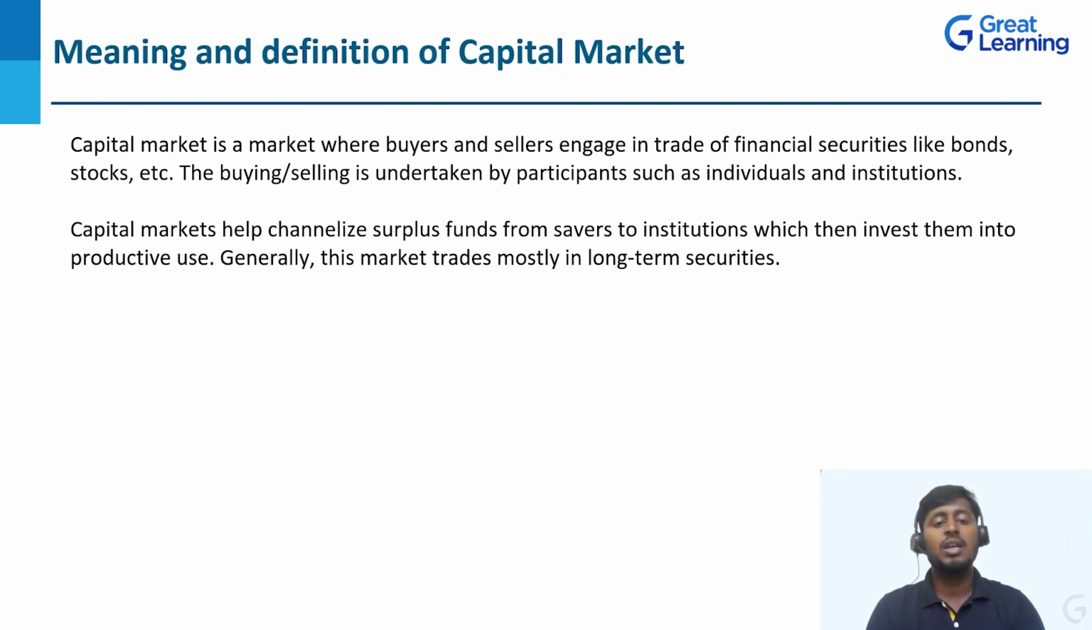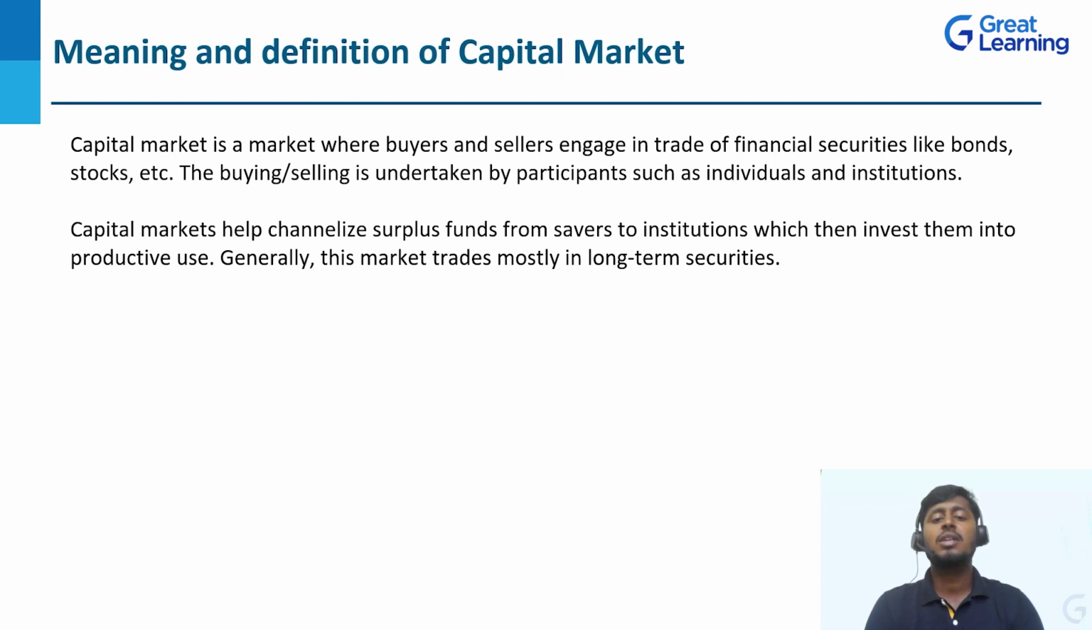The buying or selling is undertaken by participants such as individuals and institutions. Which buyers and sellers are engaged in this capital market? The institutions or companies who issue shares or stock, and those who have the surplus funds, that is the investors or the common public who are ready to invest their money. So they are called investors. These are the two parties engaged in the capital market.